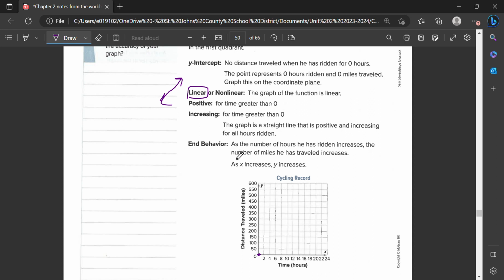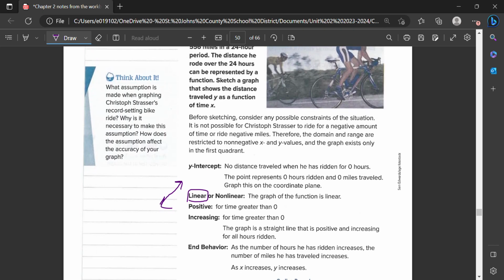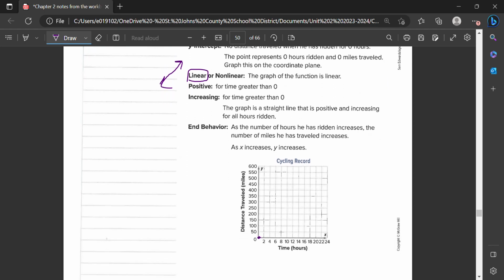And behavior, as the number of hours he has ridden increases, the number of miles he has traveled increases. That makes sense, because they're both just going up and up forever. All right, so we can go. Now it says, if you look back up here, that in 24 hours he rode 556 miles. So at 24, he ran 556. So that's roughly right around this point right here.